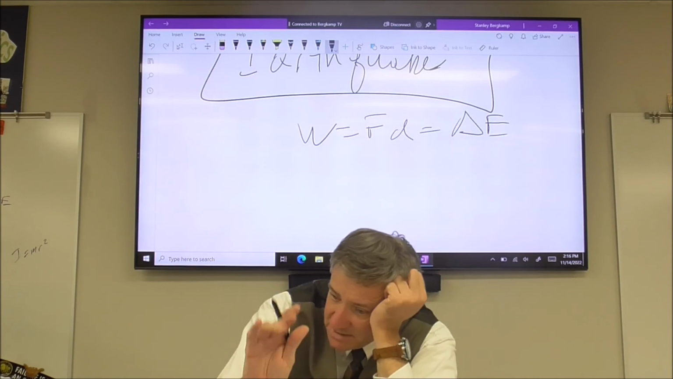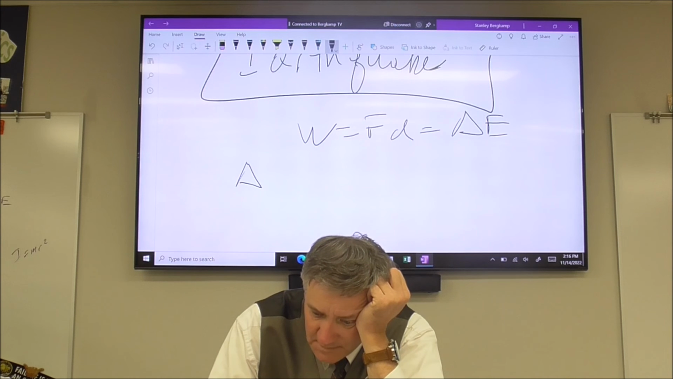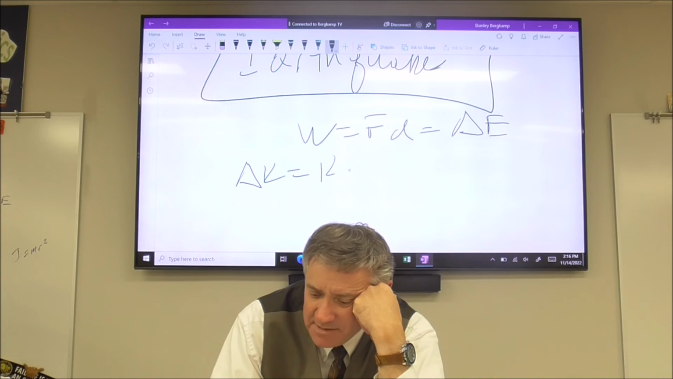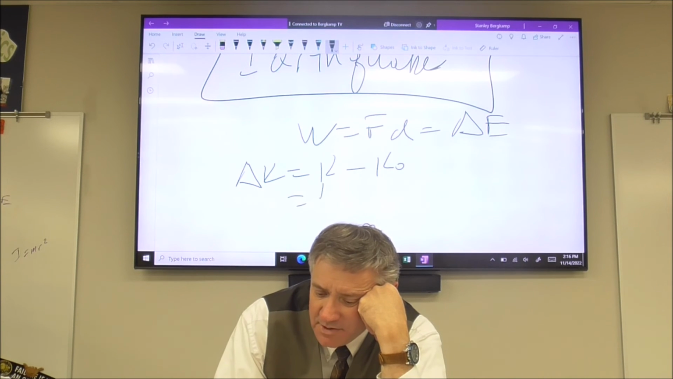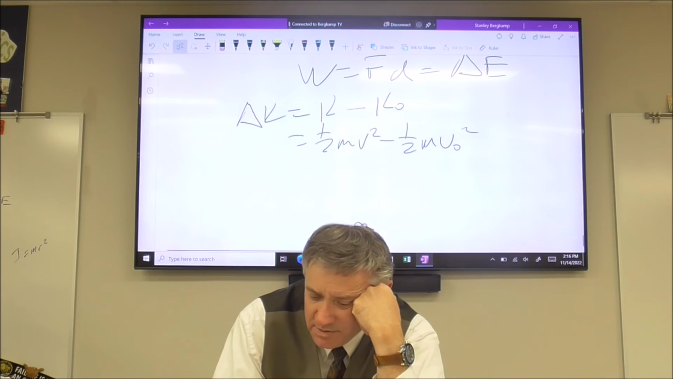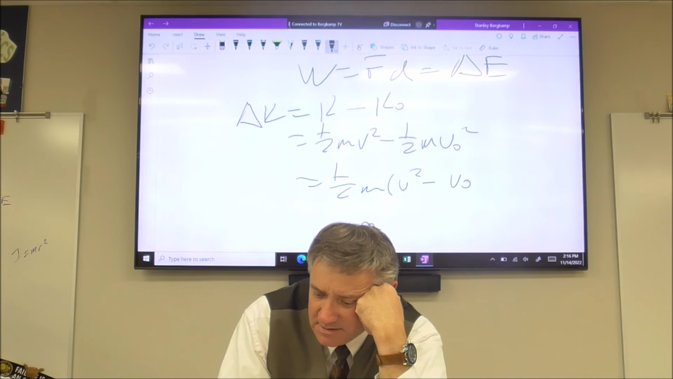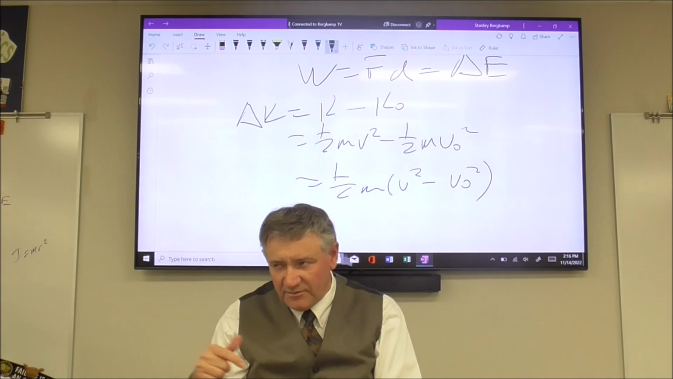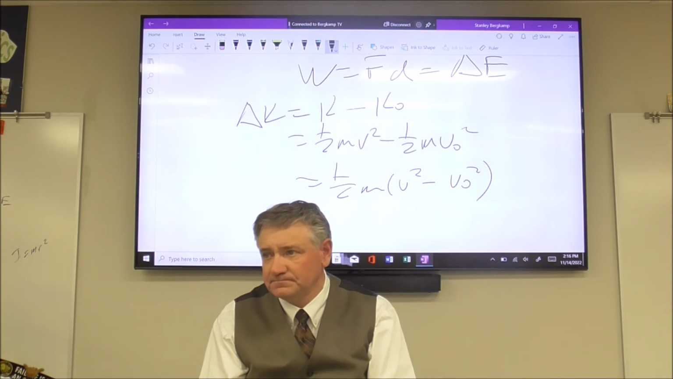So if you're talking about kinetic energy, there's a whole bunch of different ways you can write this. You can write this as K minus K naught. You can write it as 1/2 mv squared minus 1/2 m v naught squared. You can write it as 1/2 m times (v squared minus v naught squared). Now, can kinetic energy itself be a negative value?